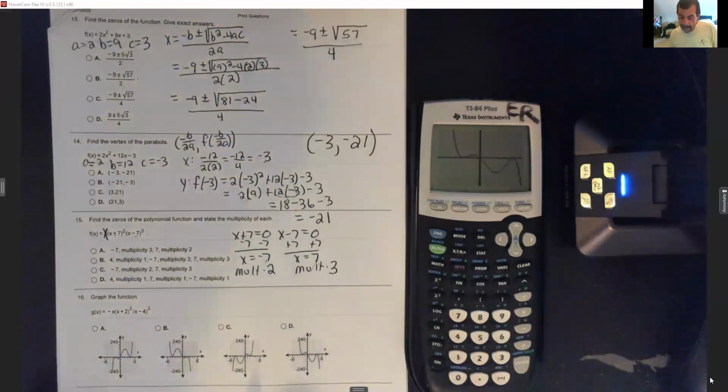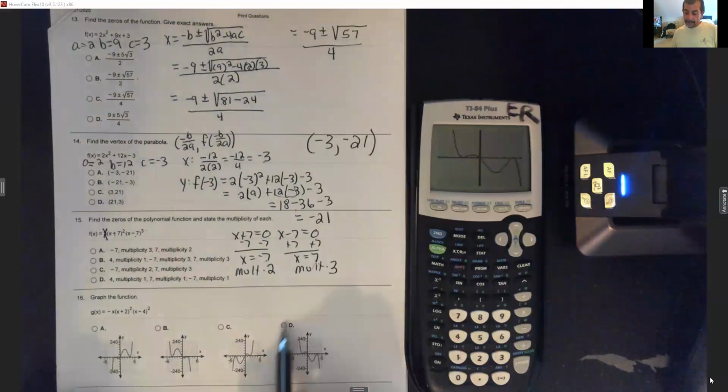All right, so let's see. Got a little hump to the left and a bigger hump to the right. And the only one that possibly can be would be D. Okay, D as in dog.